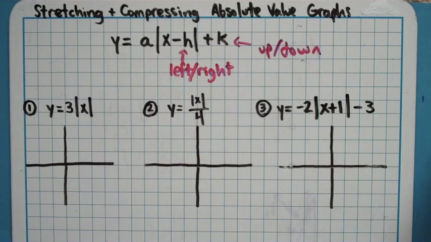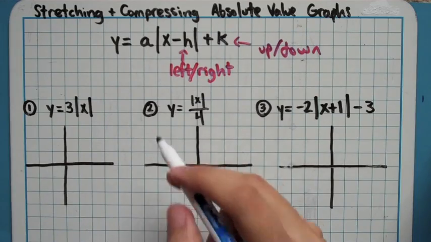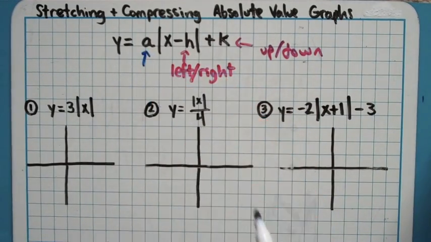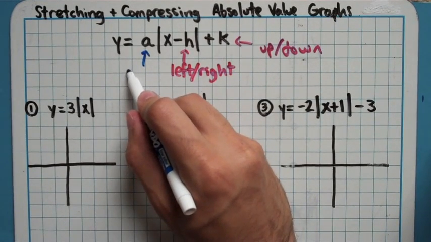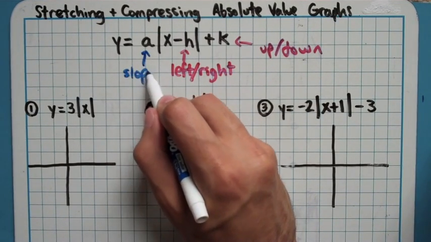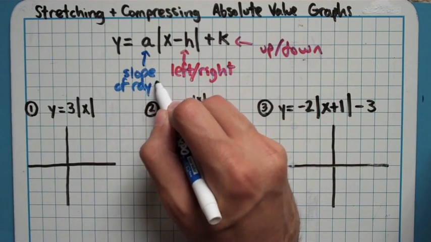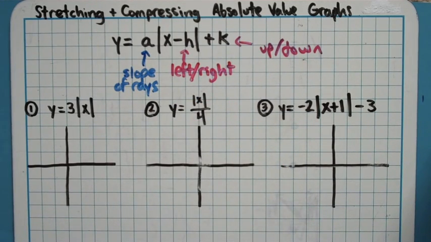The thing that we haven't focused on yet, and that will be the focus of this video, is talking about what happens when you have a number being multiplied on the outside of your absolute value. So this a out front here. As it turns out, a will control the slope of your rays. And I'll explain what that means as we go through a few examples here. So a is going to be impacting our slope, or how wide or narrow our graph is.